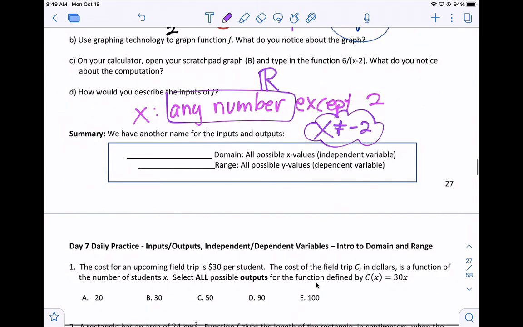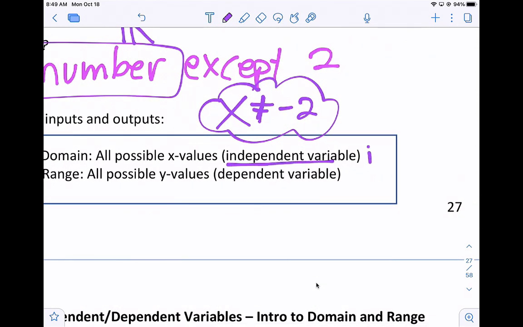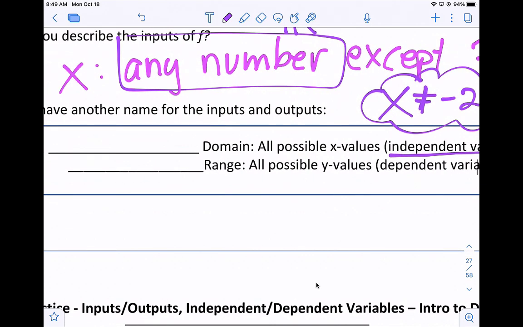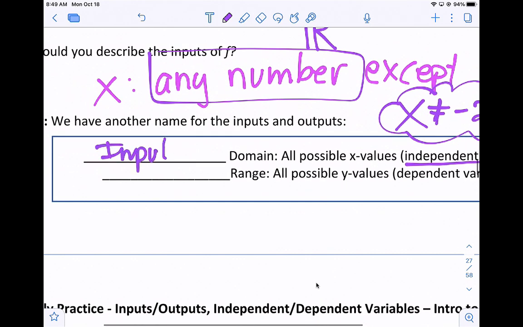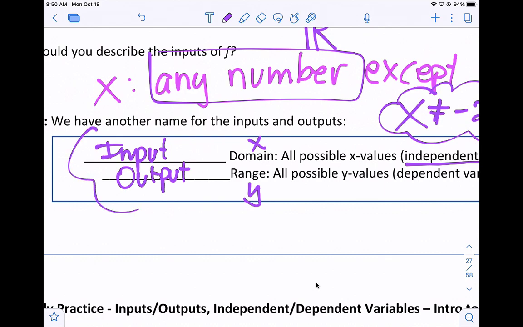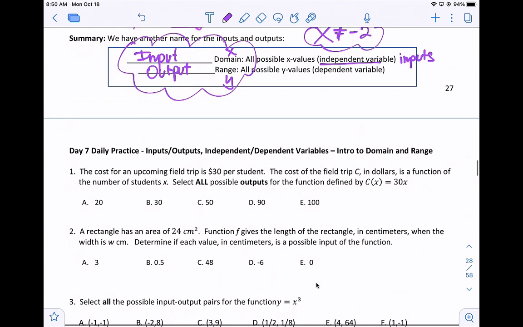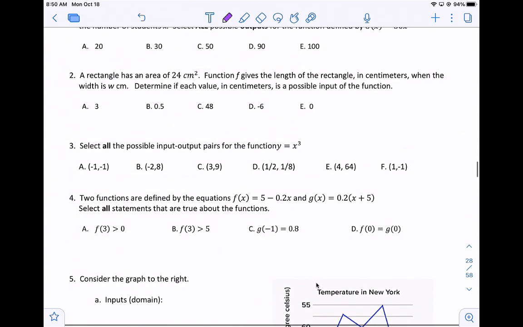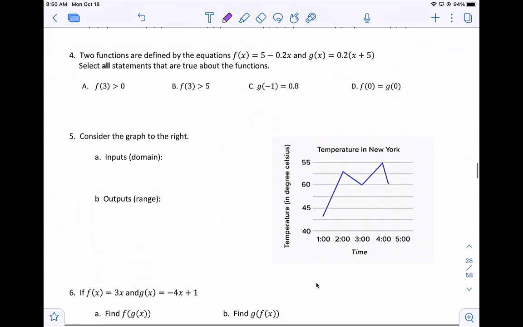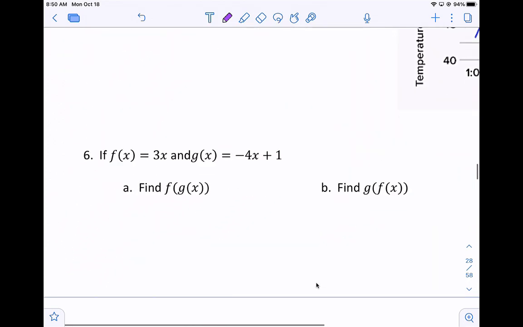All right, summary. We have another name for inputs and outputs, and this will be really what we get into tomorrow. Inputs are independent variables. Those are called the domain. So domain is input. The output is the range. The way I remember it is domain is x, range is y. It's alphabetical, right? X comes before y, D comes before R. So today we're going to take a look at domain and range and how to classify them. Your assignment will be page 28, and it will just practice these ideas of domain and range, input and output, and then there's a review practice problem as well.